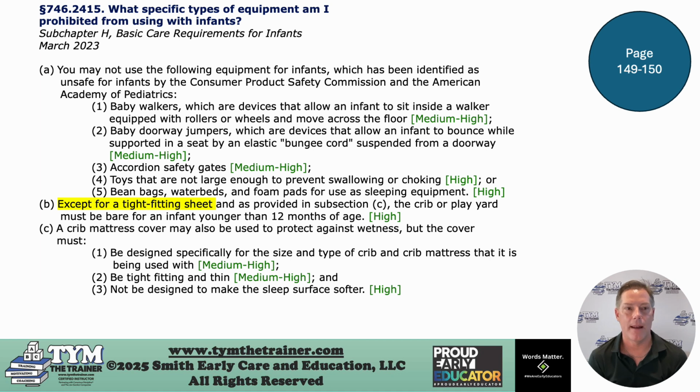2415 is going to talk about pieces of equipment that are prohibited in an infant classroom. You can see here baby walkers, doorway jumpers, accordion style gates, choking hazards, bean bags, and water beds. Those are all prohibited. B as in boy is what I really want y'all to look at on this page, except for a tight-fitting sheet. All right? Your crib has to be bare. Nothing in the crib but the baby. All right? So there you go.